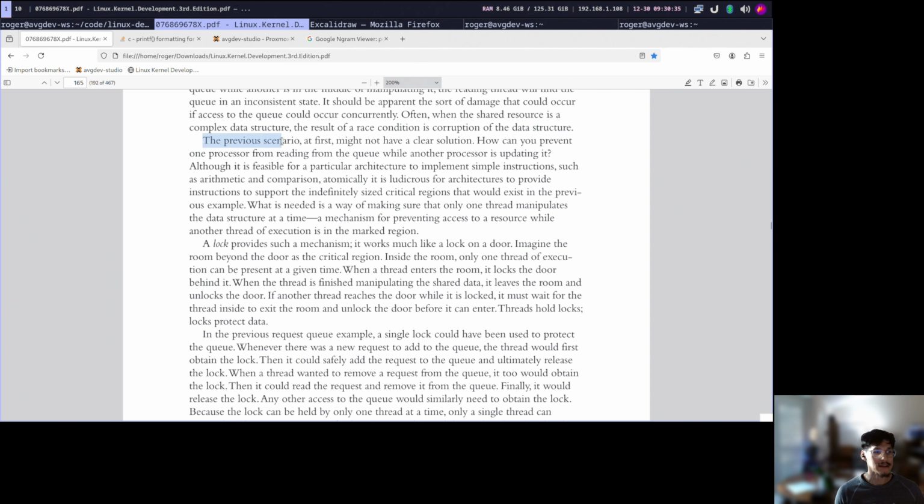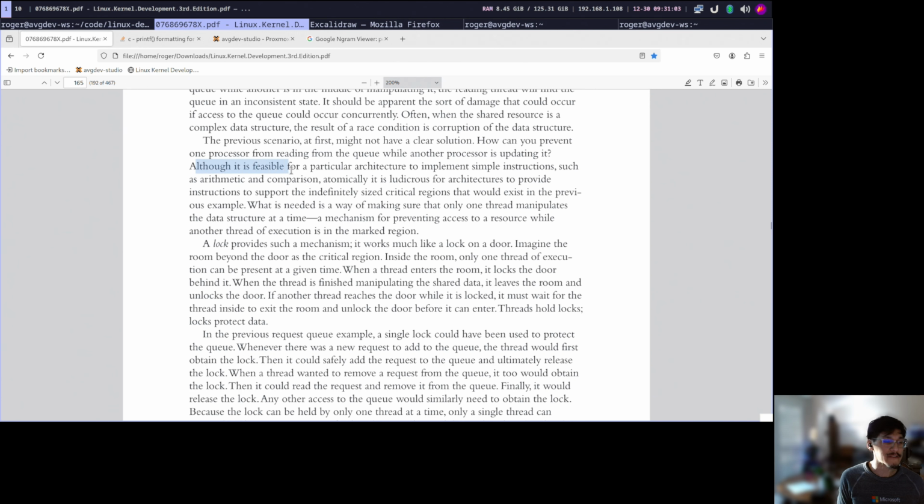So the previous scenario at first might not have a clear solution. How can you prevent one processor from reading from one queue while another processor is updating it, right? So again, if you have multiple threads, your CPU, if you have a multi-core CPU, it has several hardware threads, and that makes it possible for each thread to go into a specific hardware thread and execute at the same time. So how do you protect this?